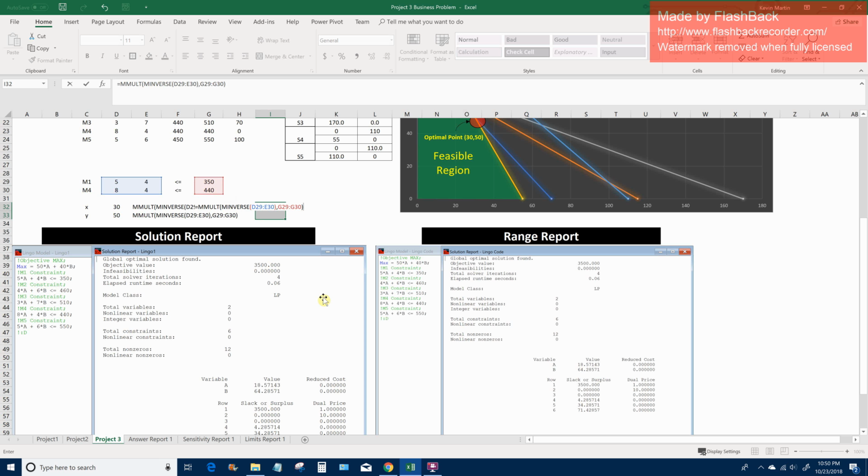Now this is the other important part. You can't just hit enter for this formula. You have to hold down Control, hold down Shift, and you have to hit enter. And you'll see that you get 3050 for your values.